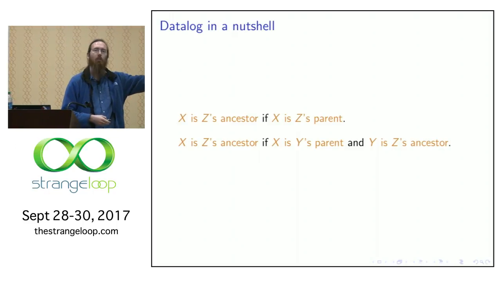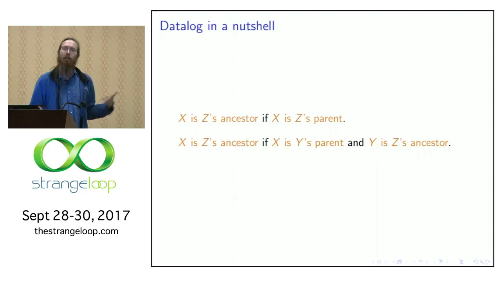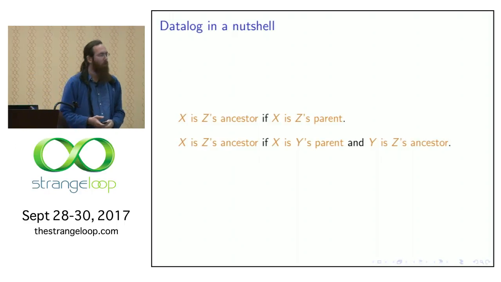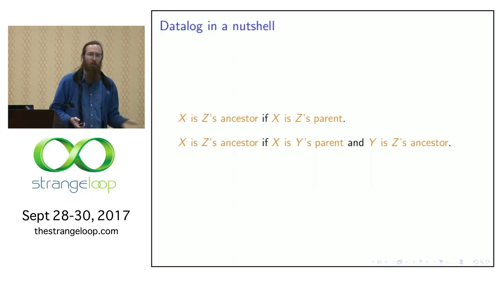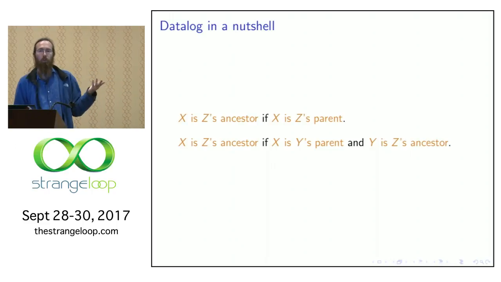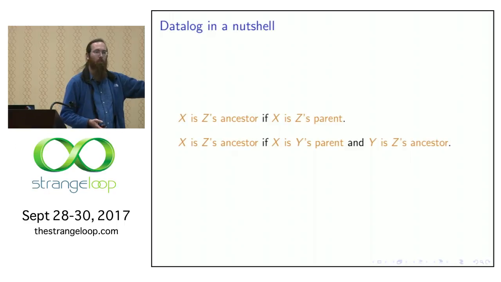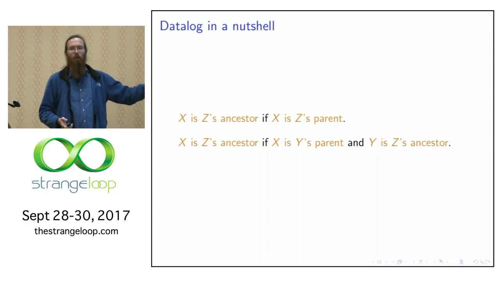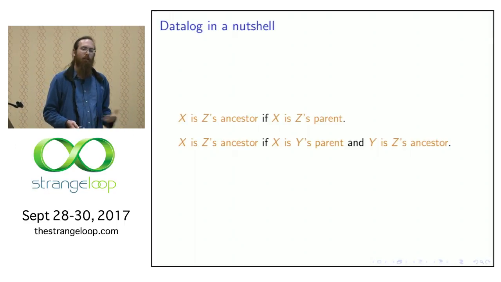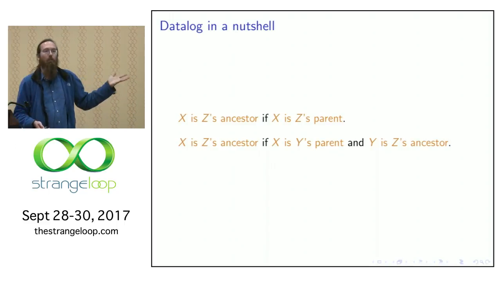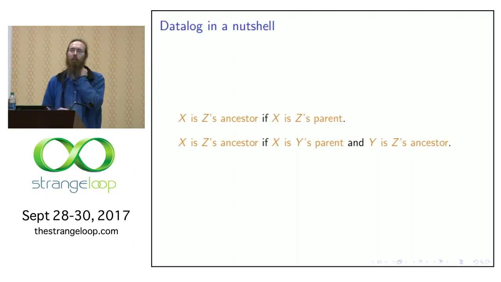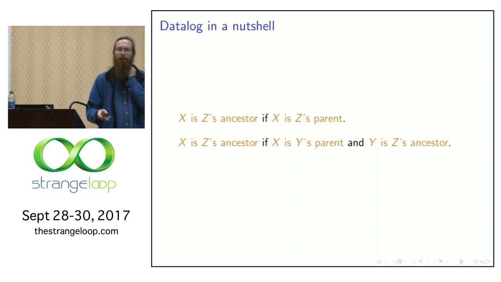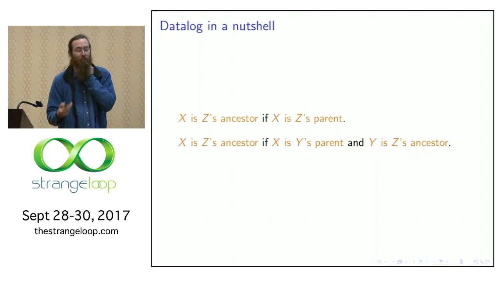So here's a specification for the question of when somebody is somebody else's ancestor. X is Z's ancestor if X is Z's parent, right? If you're a parent of someone, you're their ancestor. And also, if you're a parent of one of their ancestors, you are one of their ancestors, right? That's the second line, right? So this defines what it is to be someone's ancestor. But this is English, and English is hard for computers to parse. So let's try and make this look a little more like logic. It's called logic programming because it's based on formal logic.